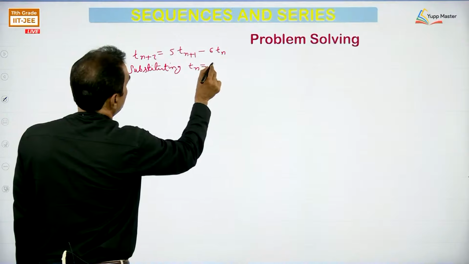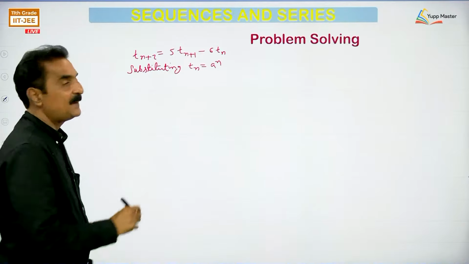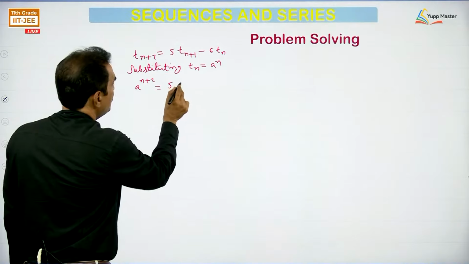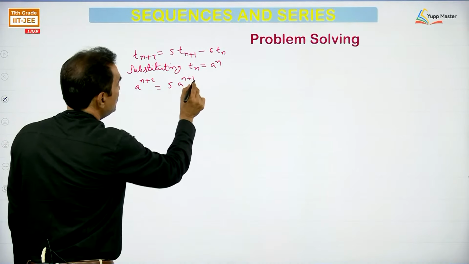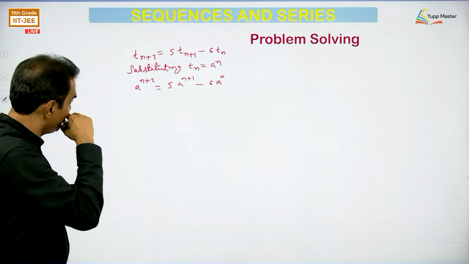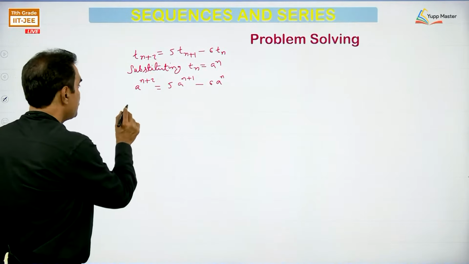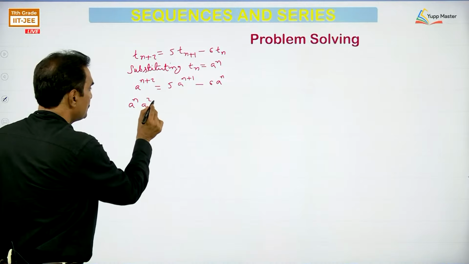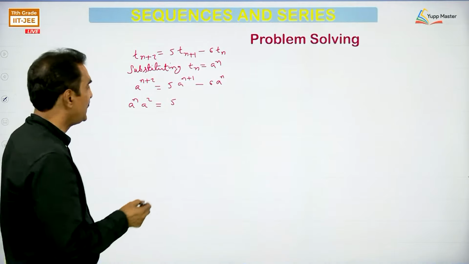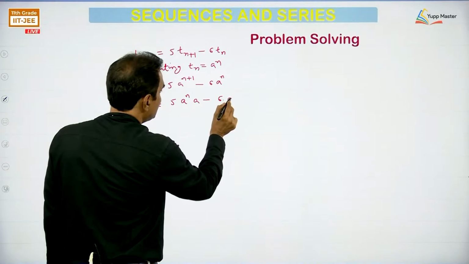Substituting Tn equal to A power n. If Tn is A power n, Tn plus 2 will be A power n plus 2, which is equal to 5 A power n plus 1 minus 6 A power n. Now, you can write A power n plus 2 as A power n into A square, is equal to 5 into A power n plus 1, which is A power n into A, minus 6 into A power n.